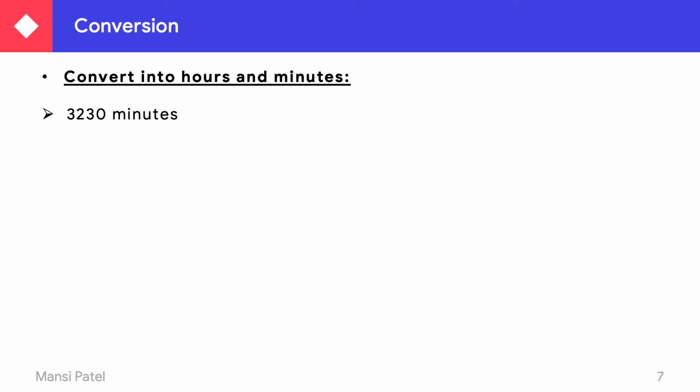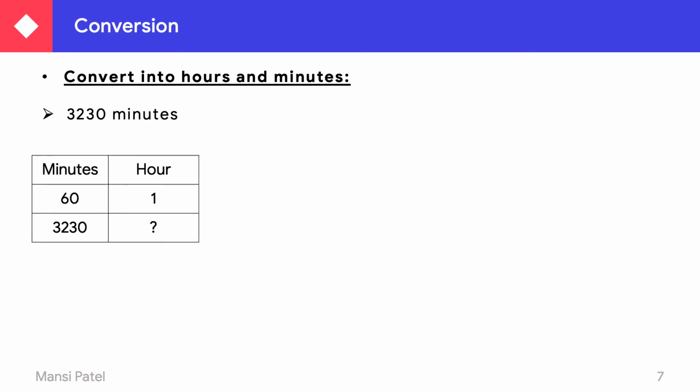Let us see one another conversion. Convert into hours and minutes, and here I am giving minutes to you. So in which formula do minutes and hours come together? We can say that 60 minutes is equal to 1 hour. And here minute is given, so we write minute first and then we write hour. So write minutes on the left hand side and hours on the right hand side. 60 minutes is equal to 1 hour.